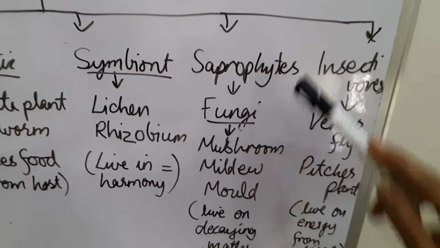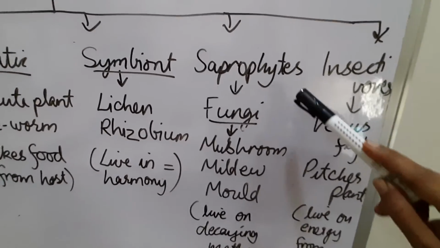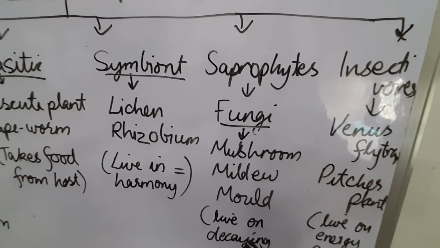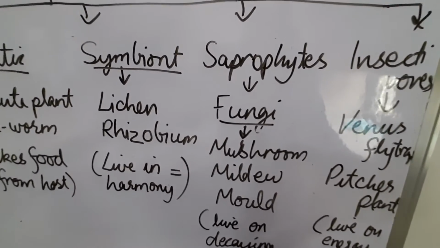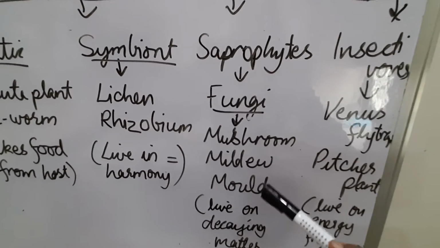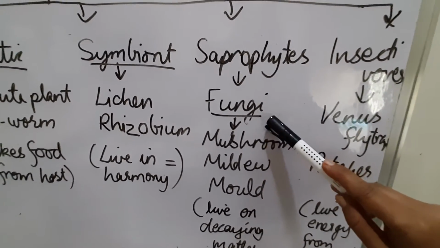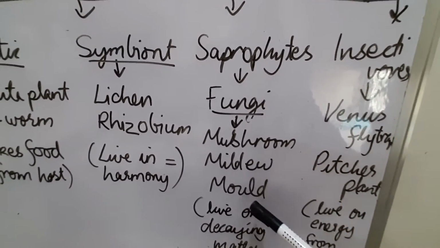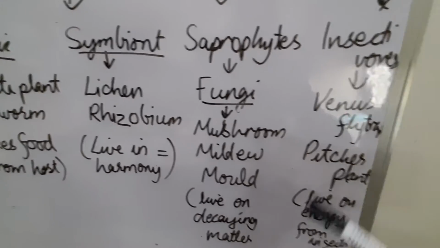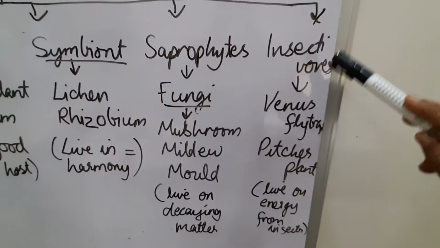Then we have saprophytic nutrition. What does saprophytic nutrition mean? That means they take the nutrients from dead decaying matter. Who has it? Fungi usually have it. Mushroom, mildew, molds, bread mold, if you all have seen. That is saprophytic nutrition.